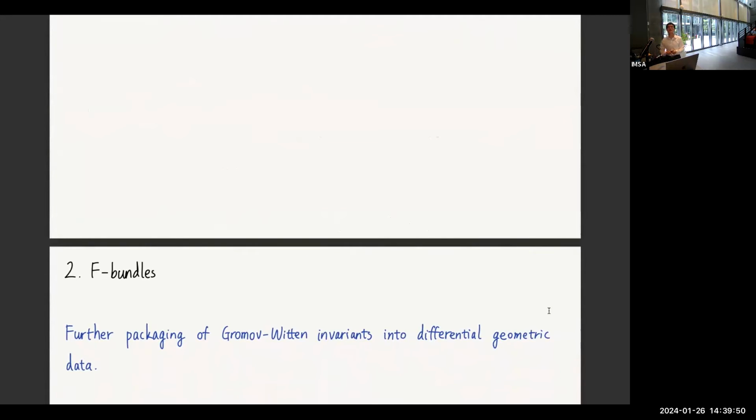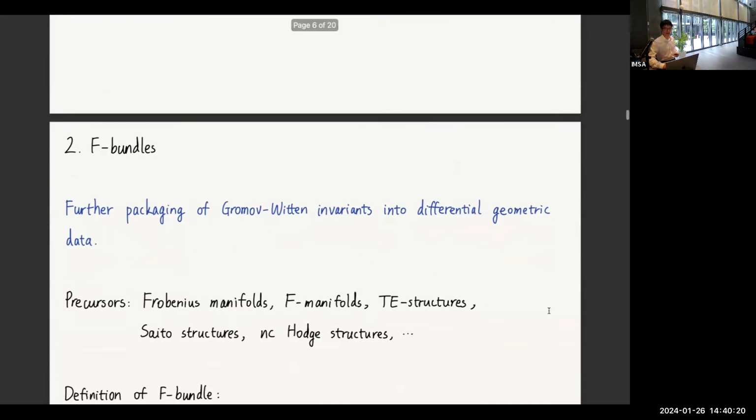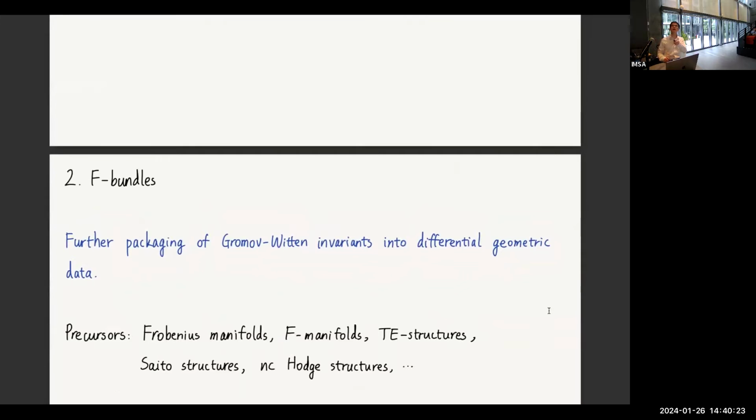Because before, the question is really about how to relate these two formal power series. And it's not that easy to see what operations we can do on these formal power series so that we can convert one into another. In order to do that, we need some further packaging of Gromov-Witten invariants into differential geometric data. And this is what F bundles are about.